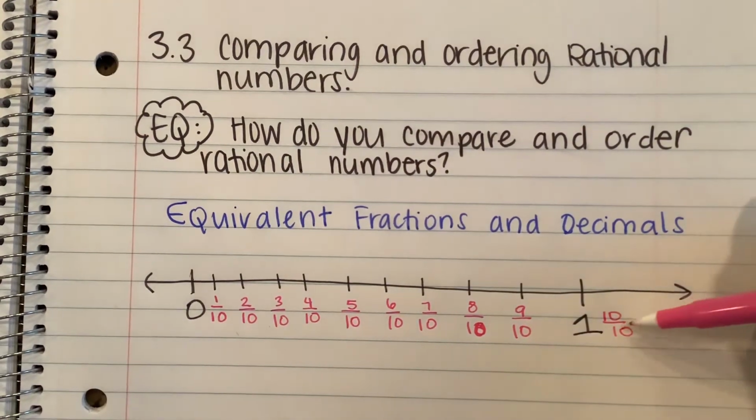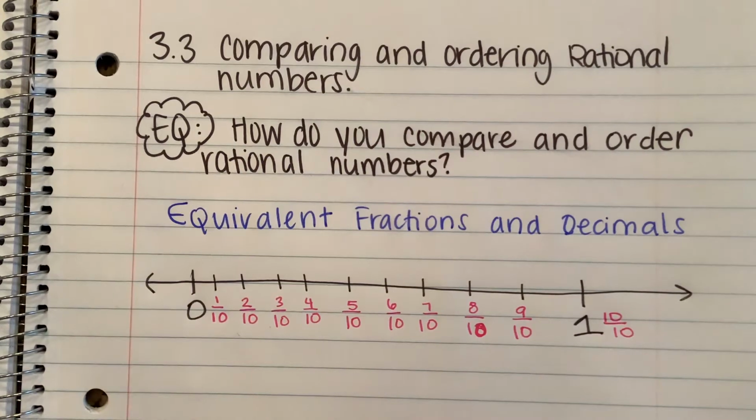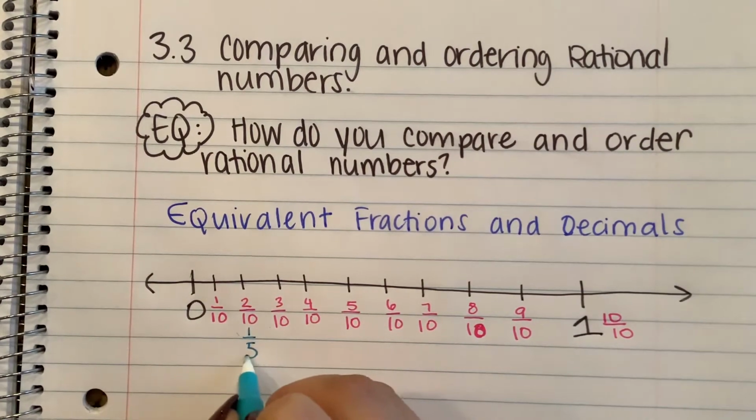Remember, anytime we have the numerator and the denominator the same, that gives us 1. So all of these tenths are in between 0 and 1. Now when you're looking at all of these fractions written in tenths, I hope you are thinking about reducing them. So for example, I'm going to use blue for this one. We could reduce 2/10 down to 1/5.